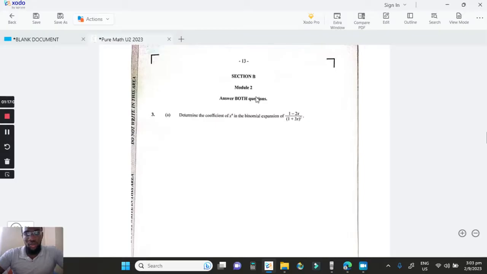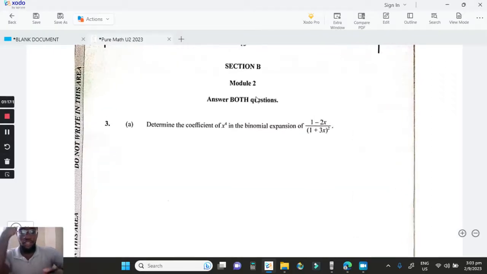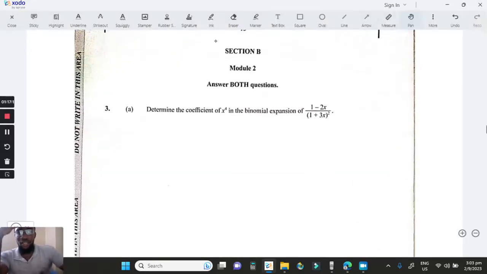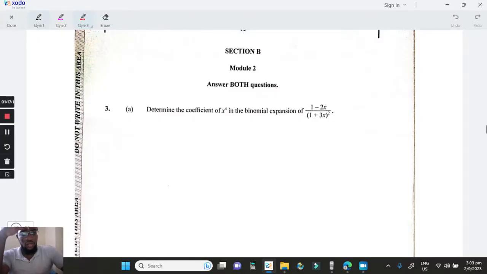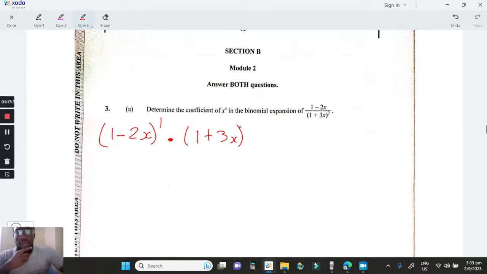Onto module 2. Module 2 starts by asking us to determine the coefficient of x to the 4 in the binomial expansion of this. First thing, I notice that is 1 minus 2x to the first power, and it's being multiplied by 1 plus 3x squared. And when I bring it up to the numerator, it's to the minus 2. All right, so that's what we have.